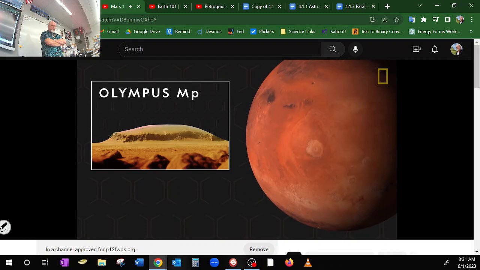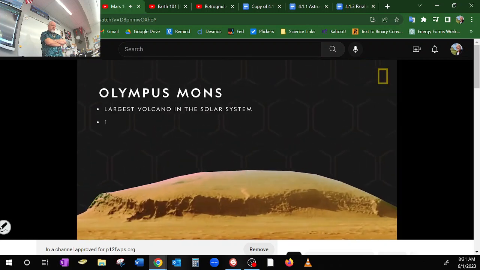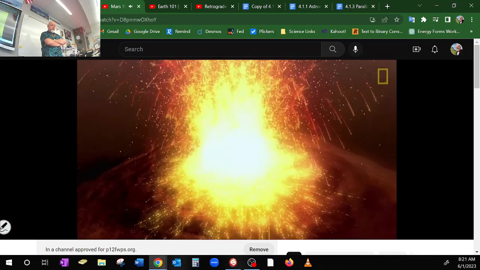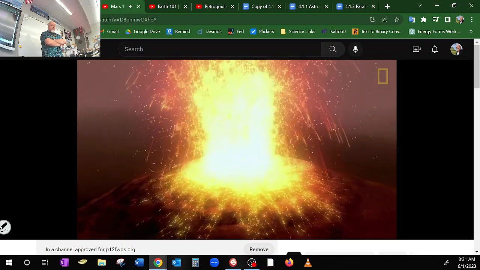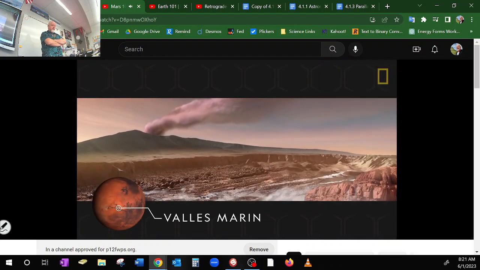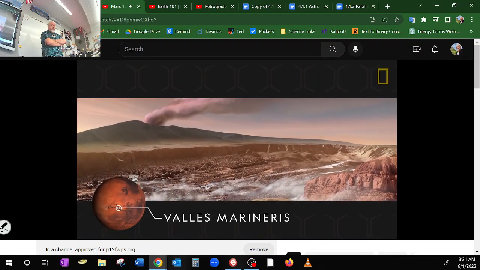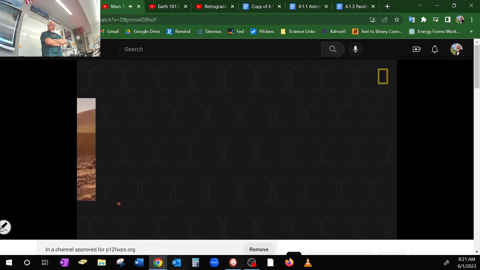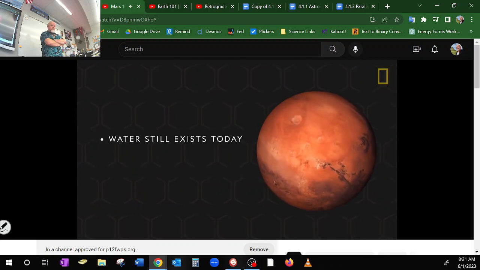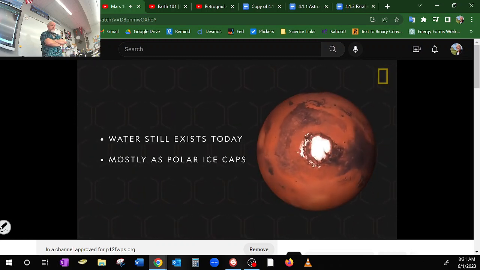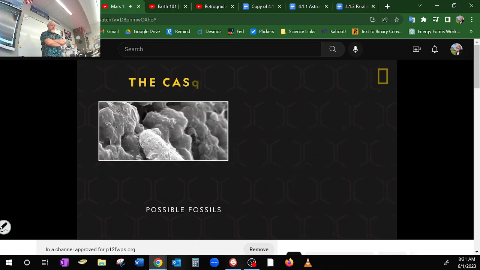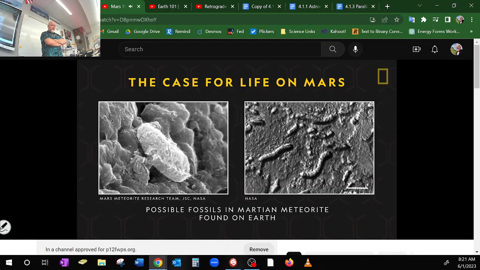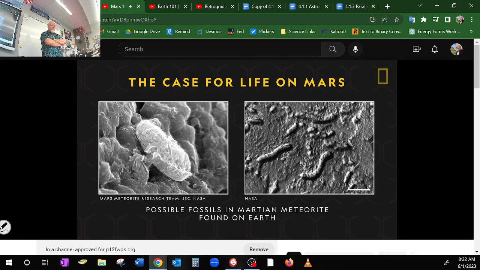Volcanoes, such as Olympus Mons, the largest volcano in the solar system at 3 times the height of Mount Everest, once erupted lava. But by about 50 million years ago, soon after Earth's dinosaurs died out, Mars's volcanoes also went extinct. Water on the red planet still exists today, but mostly in the form of polar ice caps. Because of factors such as the presence of water, some scientists believe life may have existed on the red planet and may exist again.